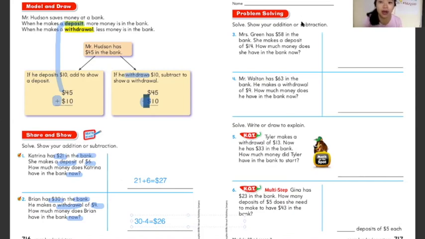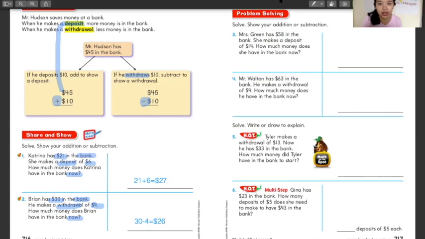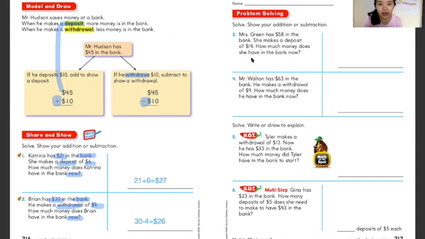Moving on to the problem solving question on page 717. Let's see. So let's read it right here. Solve, show your addition or subtraction. Let's read question number 3 and work on it together. Okay, never mind, it's blocked. Let's work on question number 4 together.